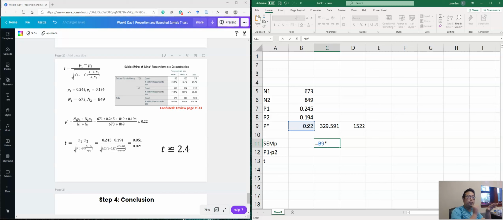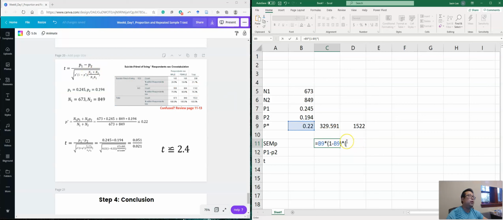The multiplication is calculated first, prior to addition or subtraction, so we need to make the parentheses or the brackets. As I did in this equation, I'm calculating inside of the square root first. So that will be 1 minus P star, and then multiply by n1 plus n2.